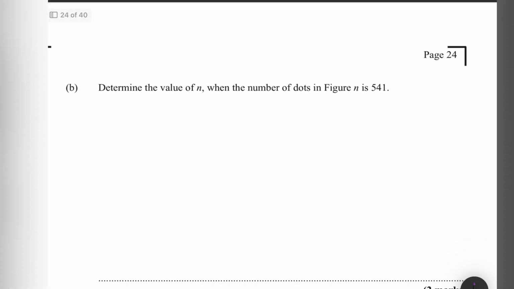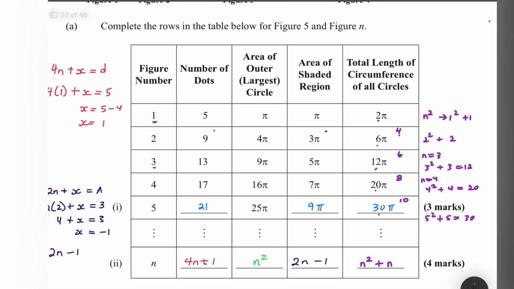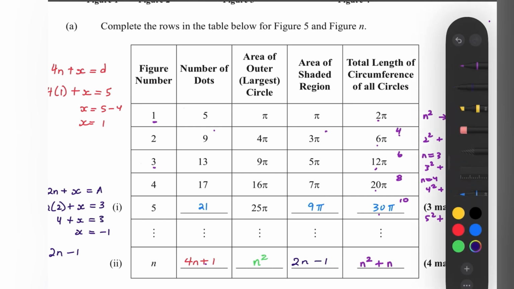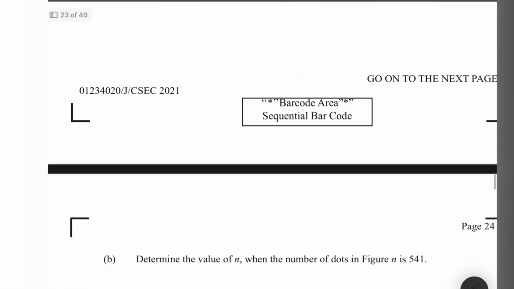Determine the value of n when the number of dots in figure n is 541. So let's go back to look at what the relationship is. The number of dots is defined as 4n plus 1. I'm going to change this pen. I don't like how thick it's writing. Yeah, so the number of dots is found by 4n plus 1.